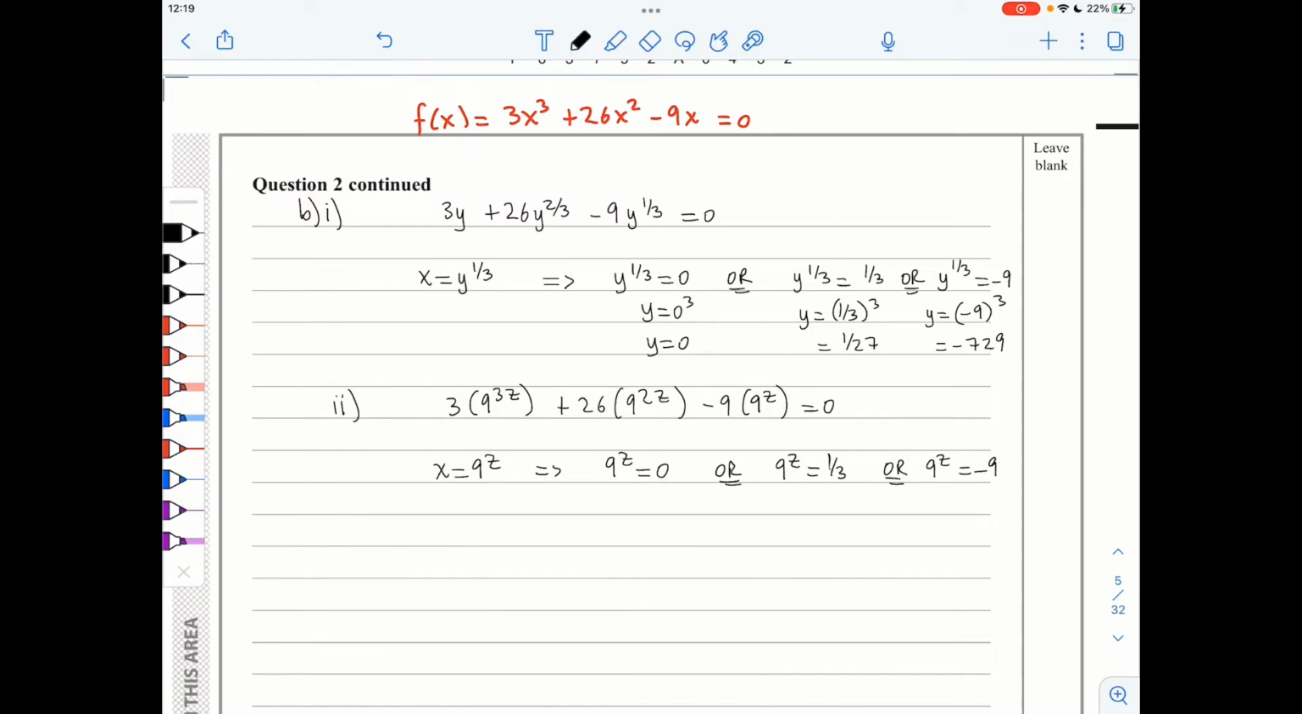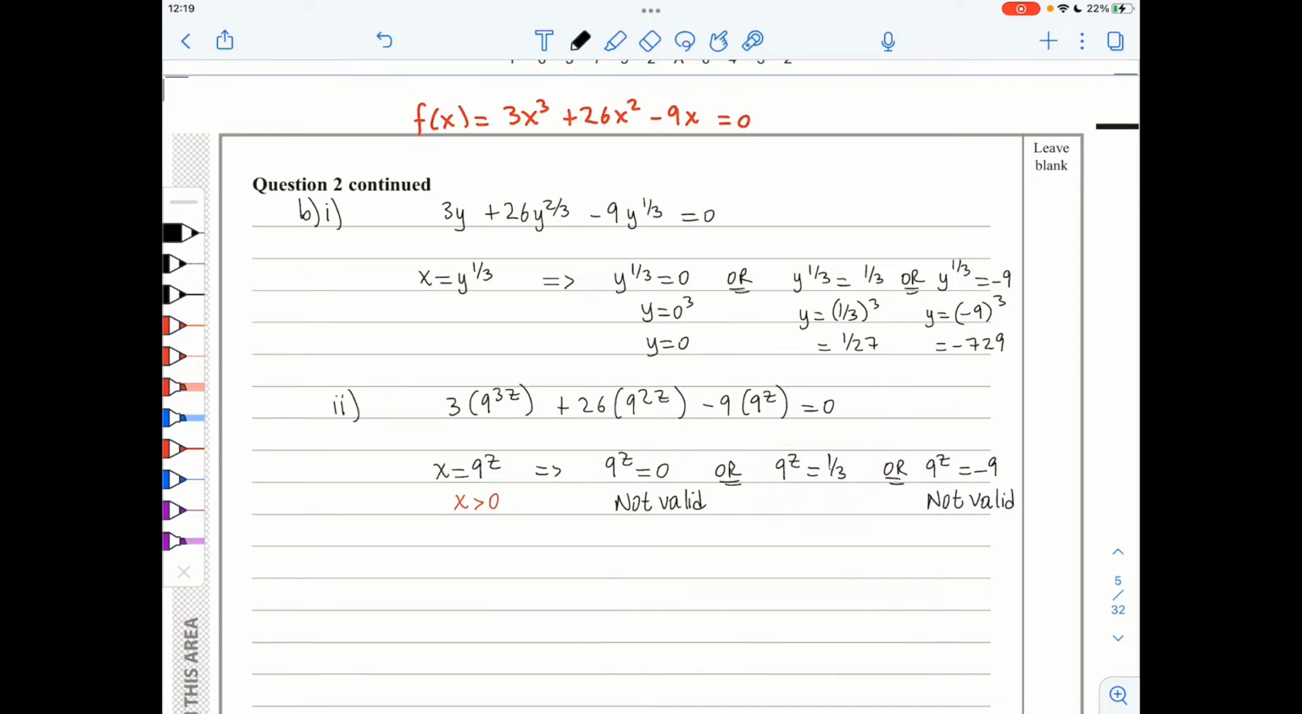Well, we need to bear in mind here that if I raise 9 to any power, I cannot get a negative answer. So it must be the case that I only want x greater than 0, because 9 to the z cannot be 0 or negative, which immediately means that 9 to the z being 0 is not valid, and 9 to the z being negative 9 is also not valid. So the attention is on 9 to the z being a third.